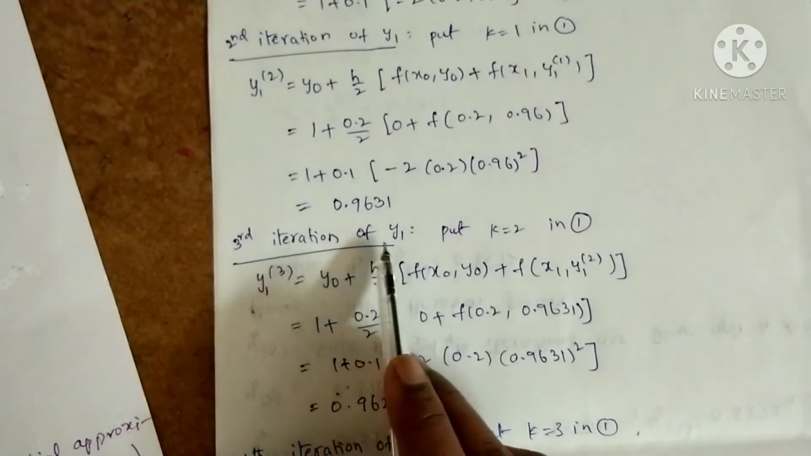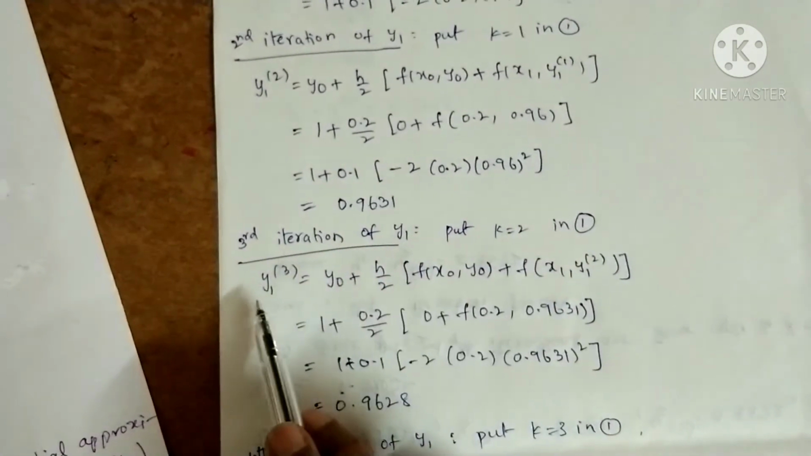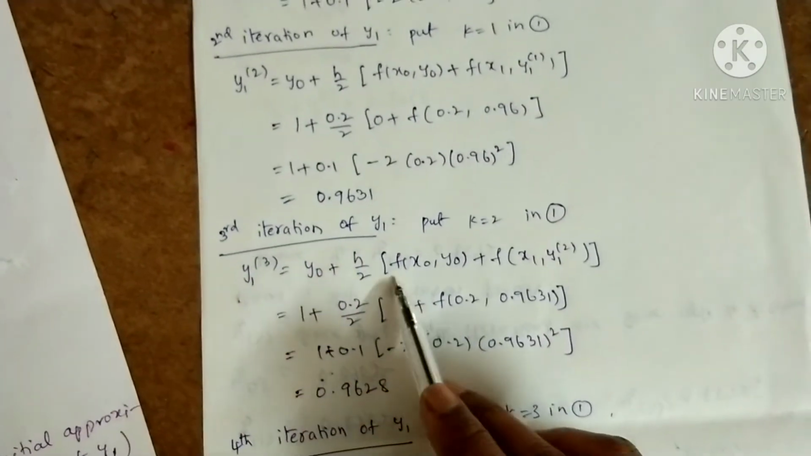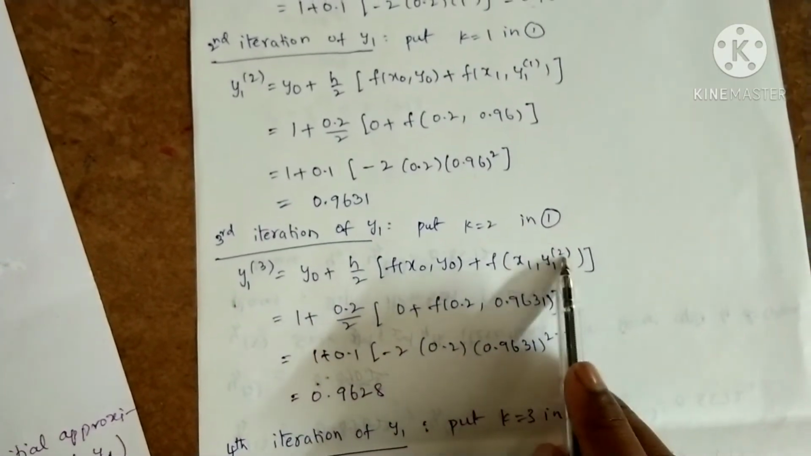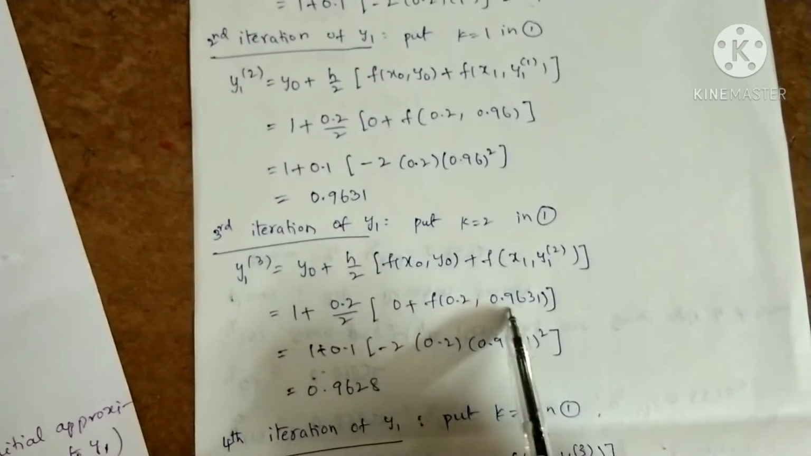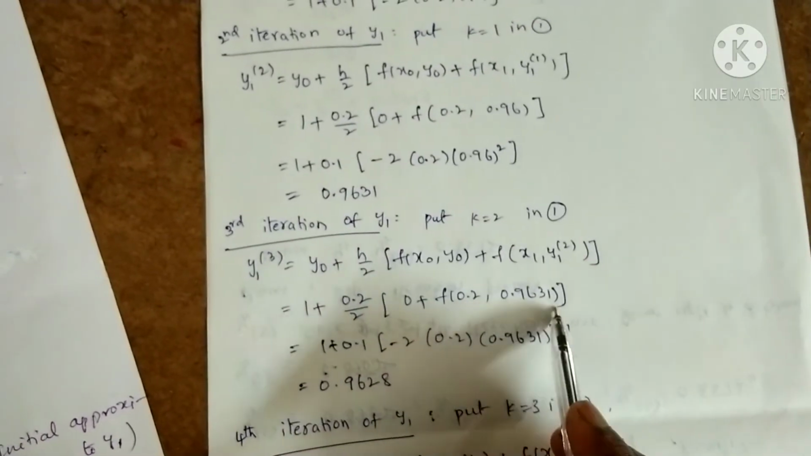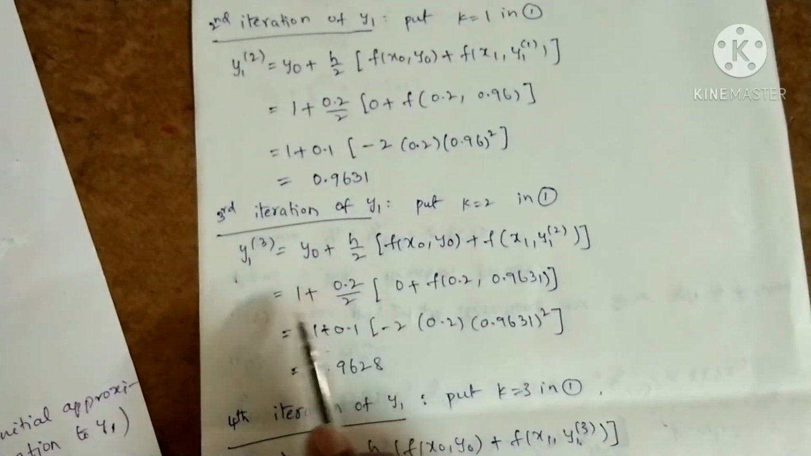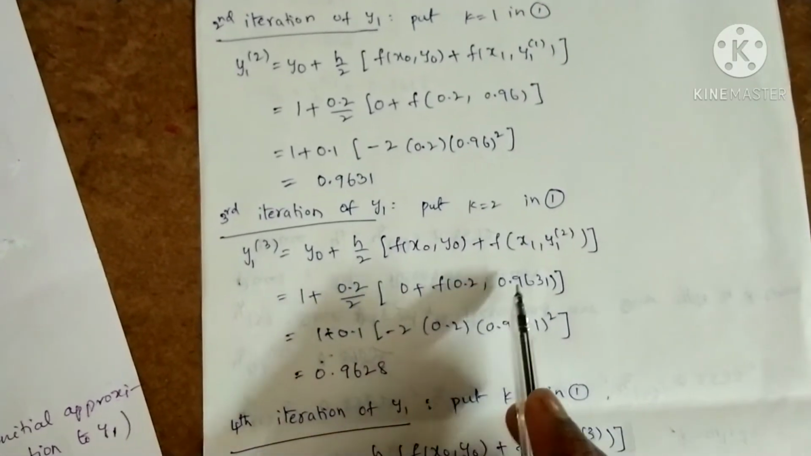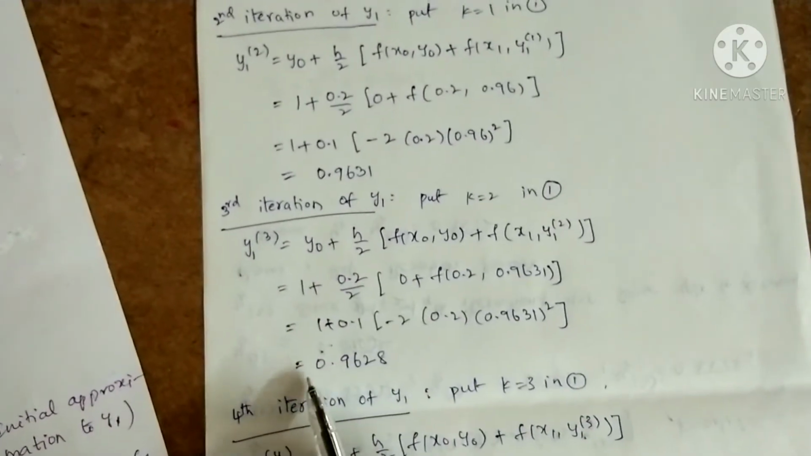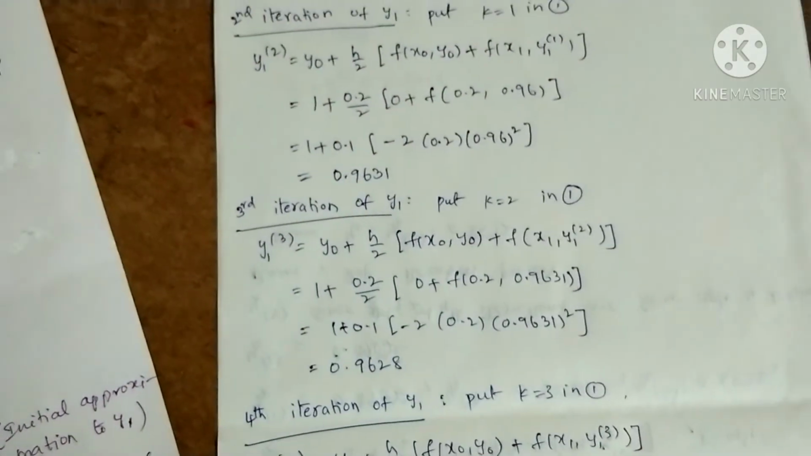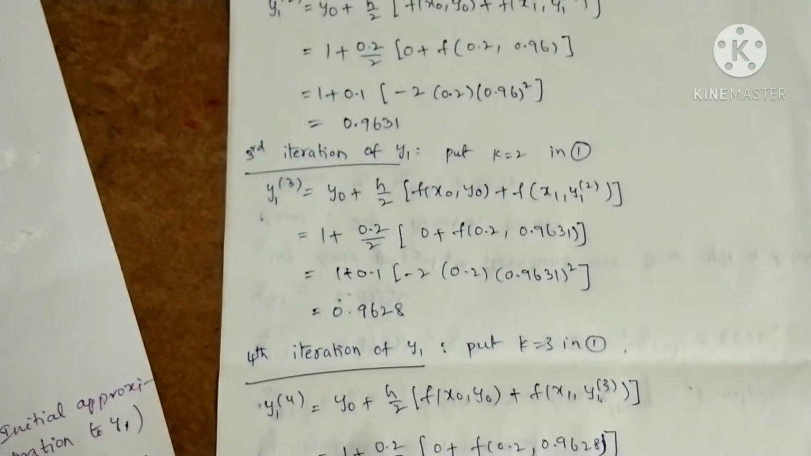Let us find the third iteration of y1, for which we will put k equal to 2 in the iteration formula. Then we get y1^(3) equal to y0 plus h by 2 into f of x0, y0 plus f of x1, y1^(2). So let us use y1^(2) is 0.9631, and by using f of x comma y here, y1^(3) is going to be 1 plus 0.1 into minus 2x y square. By using a calculator we get this value as 0.9628. Again we will compare this with the previous iteration. We are getting the accuracy up to 2 decimal places.